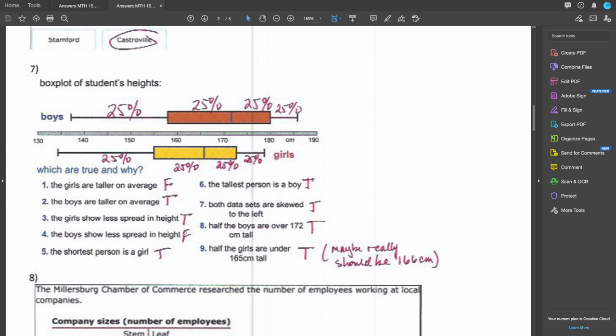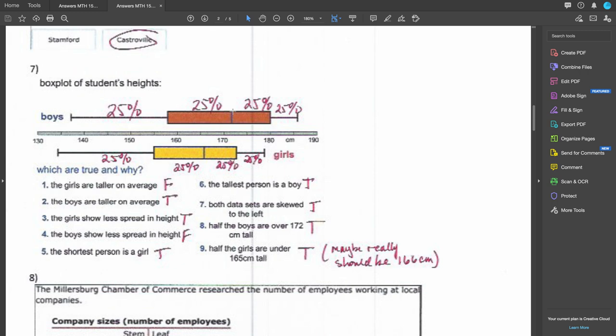The boys show less spread. Well, if the girls already had it, the boys can't. That would be false. The shortest person is a girl. That's true, all the way down here. The tallest person is a boy. Sure, up here. Both data sets are skewed to the left. That is true. They have this tail of scores, this longer extrapolated group of scores.